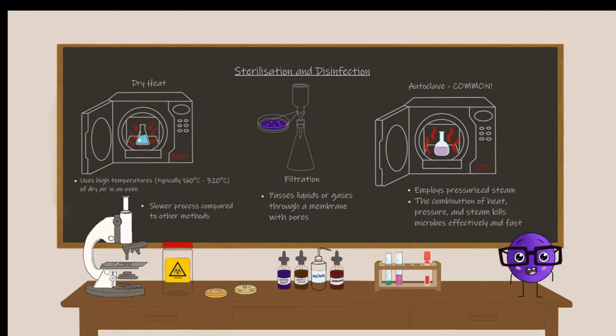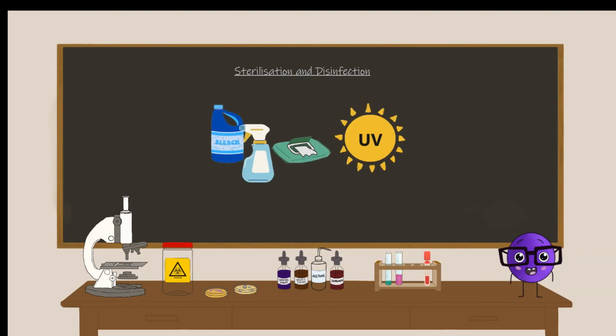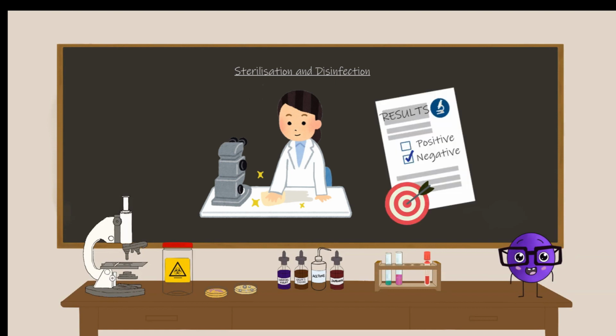While sterilisation eliminates all microorganisms, disinfection only reduces the number of pathogens to a safe level for handling. Disinfection methods include using chemical agents like alcohol, bleach, or UV radiation. In the lab, it is considered good laboratory practice to wipe surfaces before and after testing patient samples. This ensures the overall quality and reliability of test results.